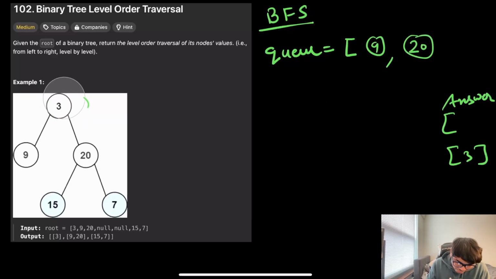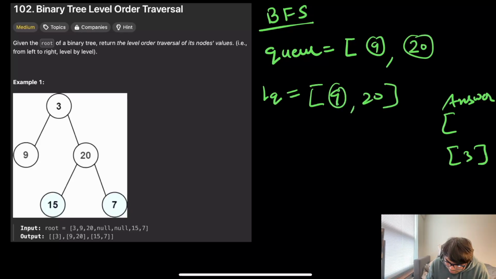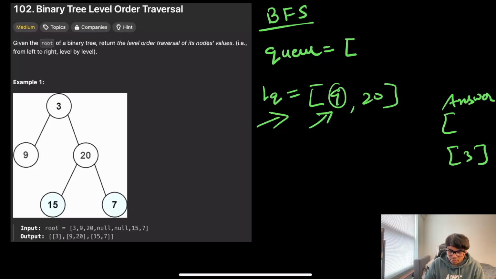Now I again go back to processing 9 and 20, but this time also I'll take the snapshot of this queue, which will be 9 and 20. This is what I need to process, and I'll empty the first queue. And then I'll start processing this queue by pulling out first 9. So I'll pull out 9.